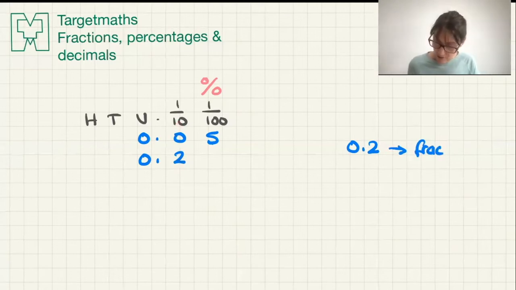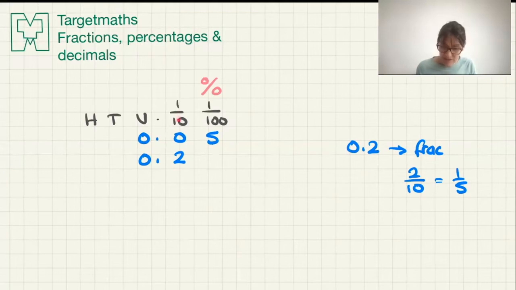So I've got 2/10. Yes, it would cancel, but if it's a 1 marker, I'm not doing it. If it is, then I'm just going to half it. I'll get a 1/5, but generally speaking, we shouldn't need to do it. Okay, now as a percentage, I've got to be careful here.